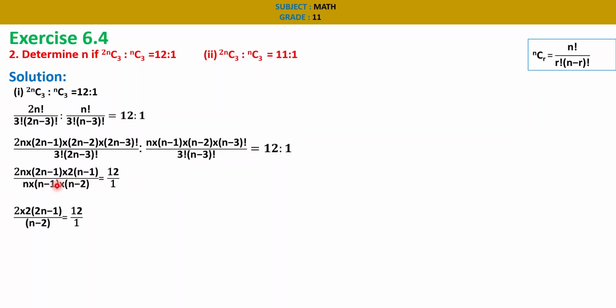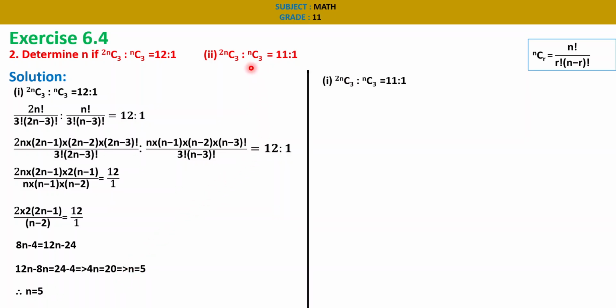After cancelling n minus 1 and n, we get 2 into 2 into (2n minus 1) divided by (n minus 2) is equal to 12 divided by 1. By cross multiplying, we get 8n minus 4 is equal to 12n minus 24. By transposing variables to one side and constants to the other, we get 12n minus 8n is equal to 24 minus 4. 12n minus 8n is 4n, and 24 minus 4 is 20. Let us transpose 4 to the other side. Then we get n as 20 divided by 4. That is, n is equal to 5.